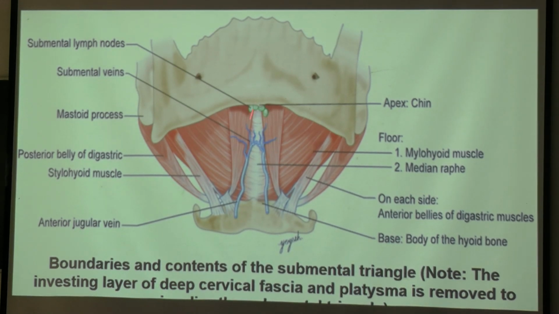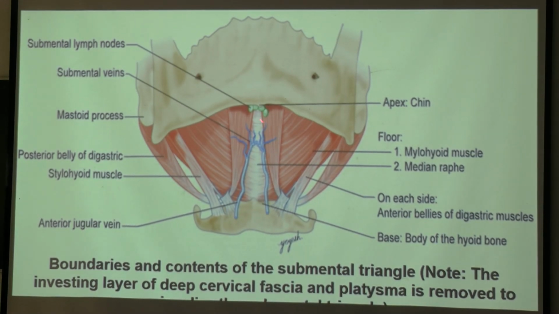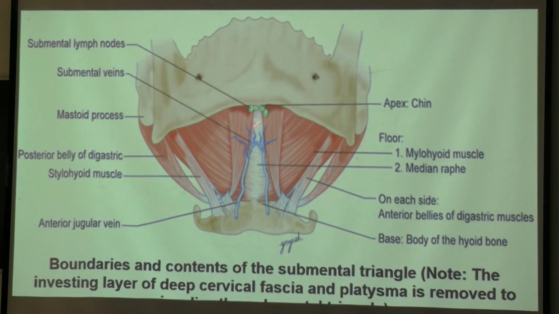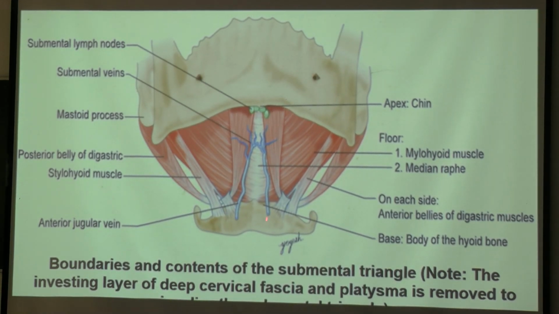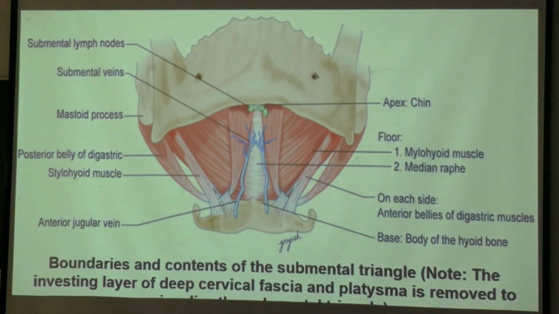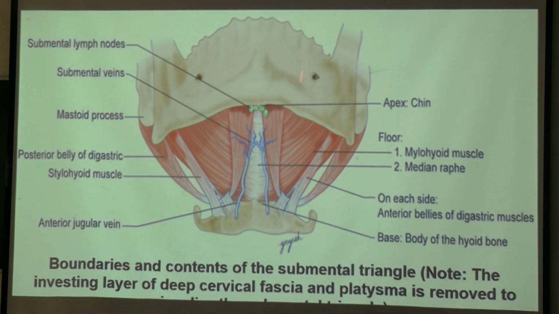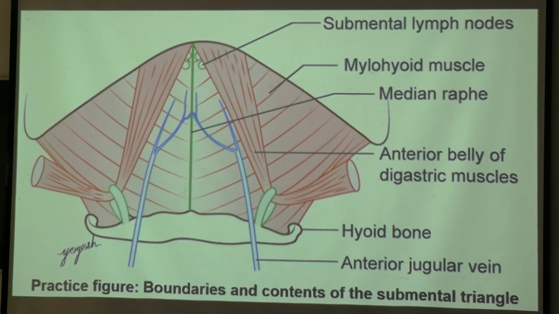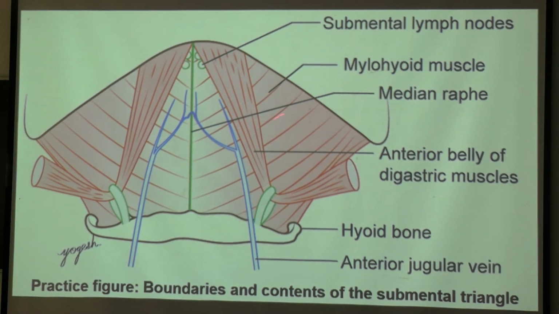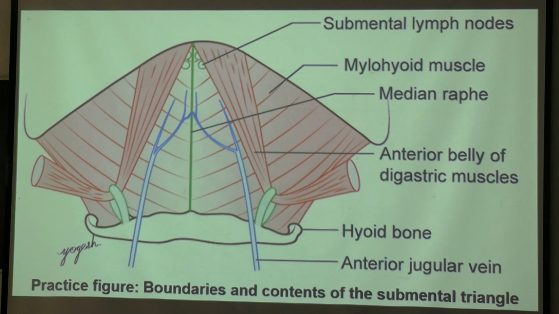And see, these are the contents. Submental group of lymph nodes, and these are the submental veins joined to form the anterior jugular vein, and these two veins will be connected by the jugular venous arch. Okay. So anterior triangle, submental triangle, and its contents are here. So if it comes as a short note, you can practice a schematic diagram like this.